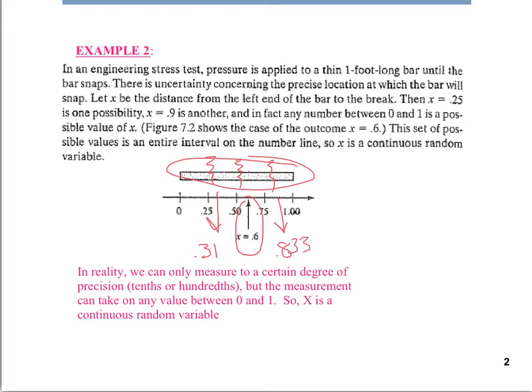0.833. So anytime you're measuring something, the variable would be continuous rather than discrete. Obviously, if you look at what I have right here, we can only measure to a certain degree of precision, but the measurement can take on any value between 0 and 1, so it's continuous.